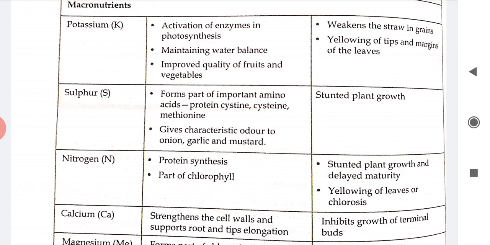Macronutrients. First one is potassium. The basic function of potassium is activation of enzymes in photosynthesis, maintaining water balance, and improved quality of fruit and vegetable. Okay, it activates the enzyme, it balances the water, and it improves the quality of fruits and vegetables.